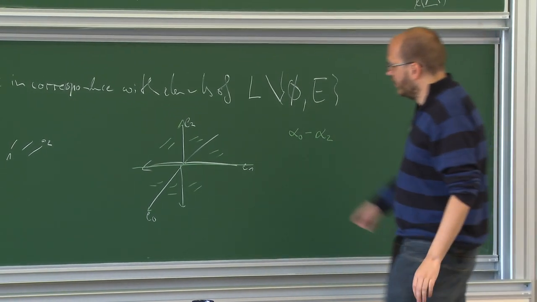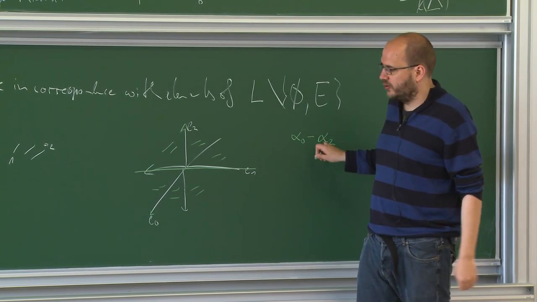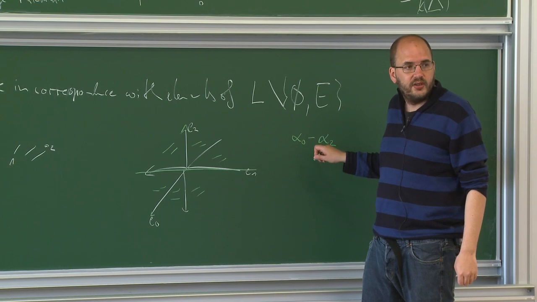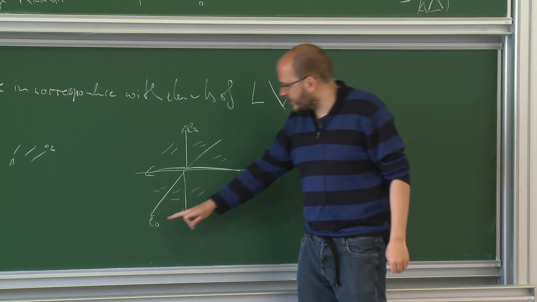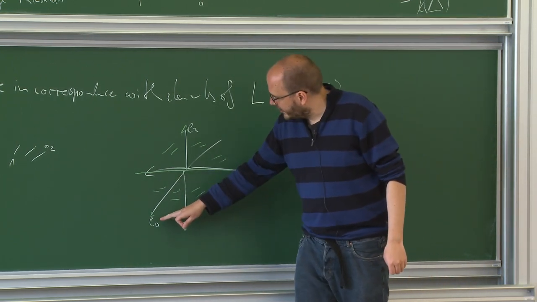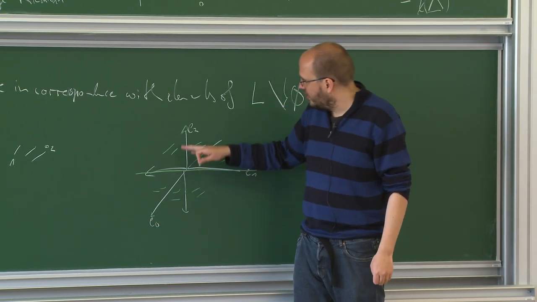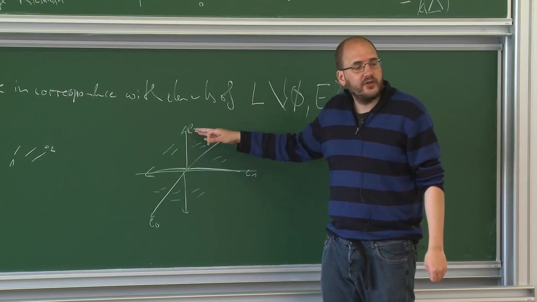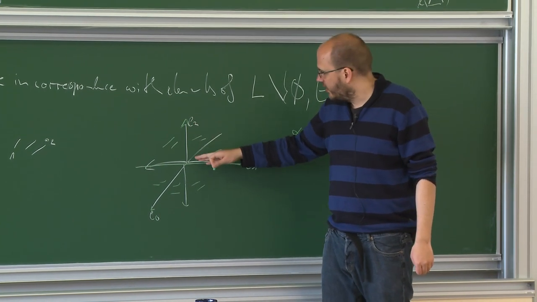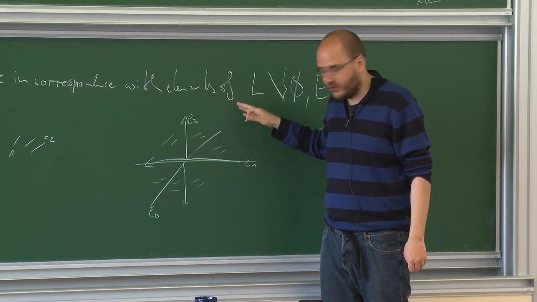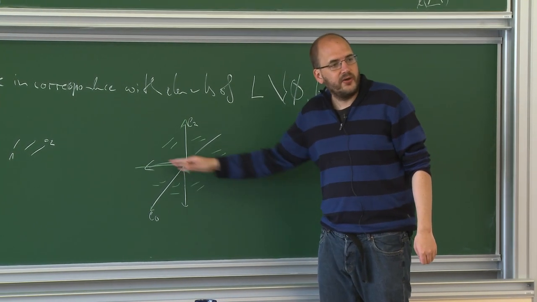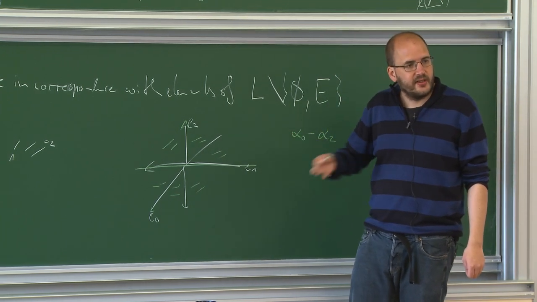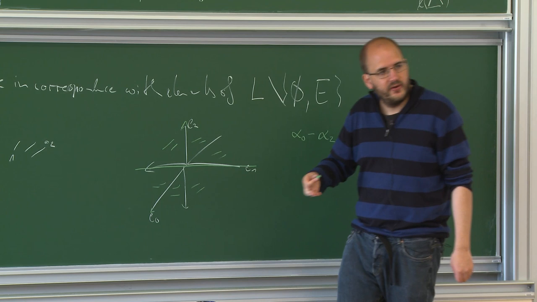Why is that? I'm claiming that alpha 0 minus alpha 2 is a linear function, and if you think about it, it's exactly this function that is 1 on this ray. It's 0 on this hyperplane that divides them. It's minus 1 on this ray, and then it extends linearly to all the other rays in these half spaces. That's a calculation that you make. That's a geometric image that you should have.